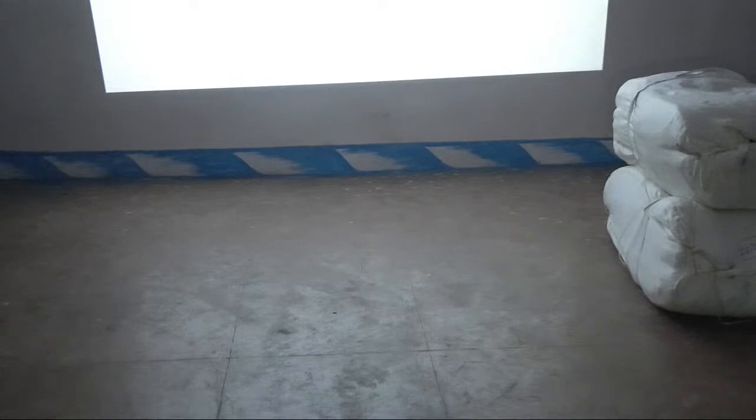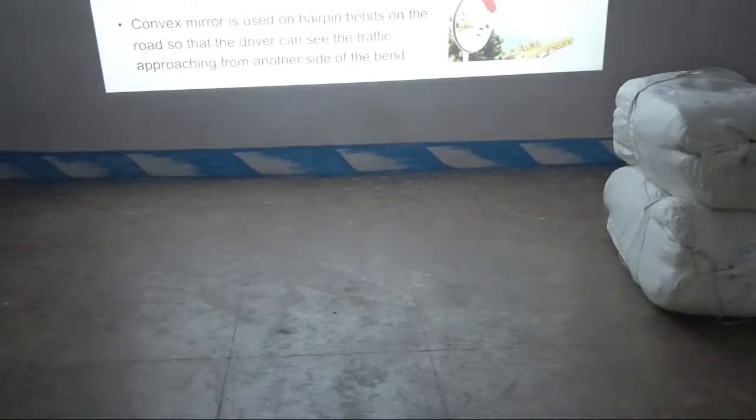Uses of convex mirror. Convex mirror is used in rear view mirror of vehicles so that the driver can see the traffic coming from behind. The field of view is widest in case of a convex mirror, which enables it to show a wider area from behind. Convex mirror is used on hairpin bends on the road so that the driver can see the traffic approaching from another side of the bend.